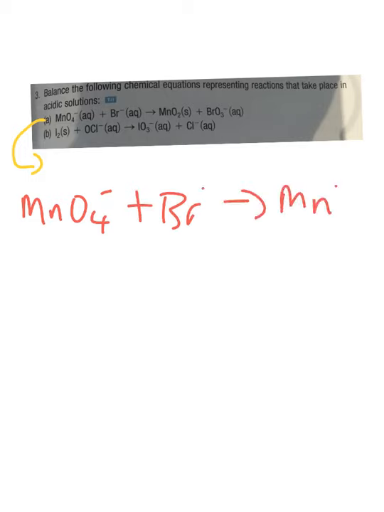Okay, so MnO4 minus plus Br minus gives MnO2 plus BrO3 minus. Okay, so let's do our oxidation numbers. Minus 2, because it's oxygen. That means that this is going to be plus 7. This is minus 1, so this is going to be minus 1. This is minus 2. This becomes plus 4. This is minus 2 times 3. So this is going to be plus 5.